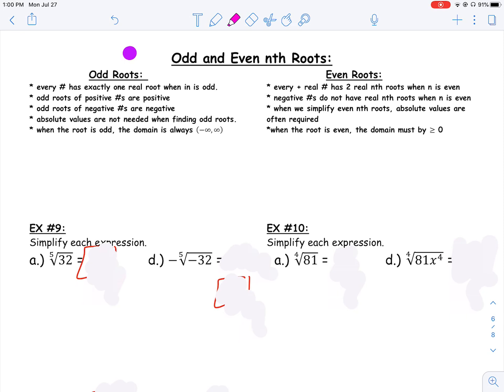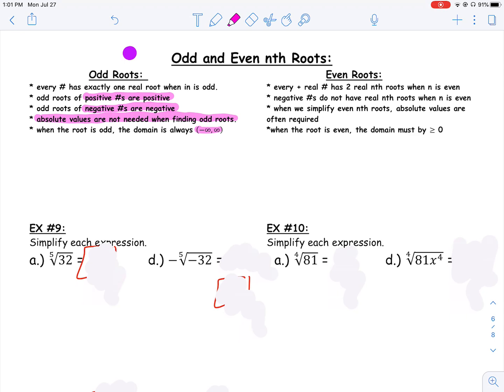Odd roots of a positive number are always going to be positive, like the cube root of 8. The cube root of 8 is positive 2. And odd roots of negative numbers are always going to be negative, like the cube root of negative 8 is going to be negative 2, right? Absolute values are not needed when we're finding an odd root. We don't have to worry about absolute values when we have an odd root. X's can be negative, X's can be positive, so our domain is all real numbers, negative infinity to infinity.